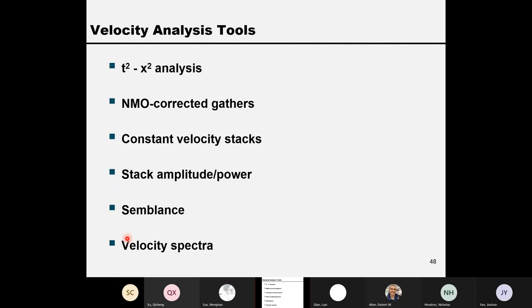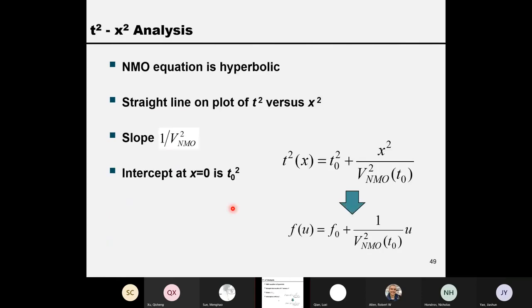The difference nowadays is that these tools are still the same as before, but now most likely the computer can do that automatically, right? Even using AI, artificial intelligence, to do the analysis, but the fundamental concepts are still here. But let's talk about the first one, t squared x squared.